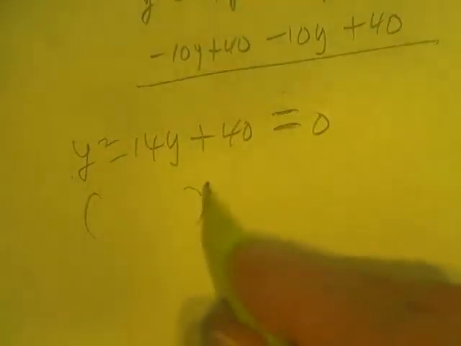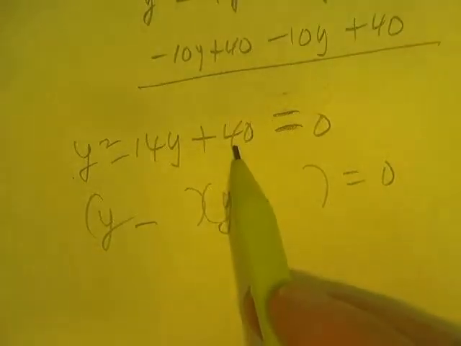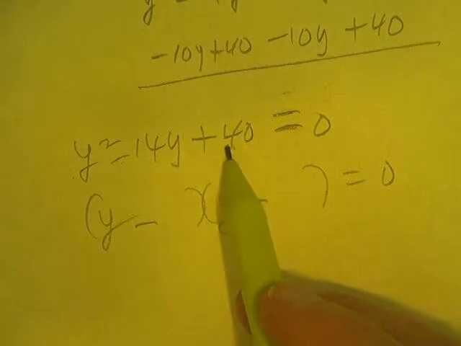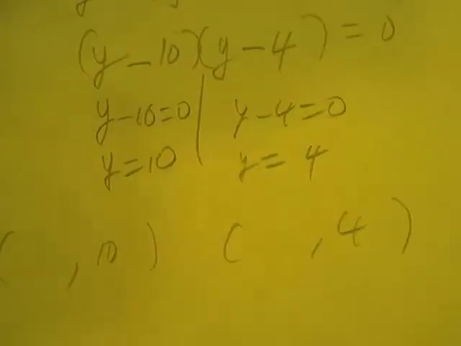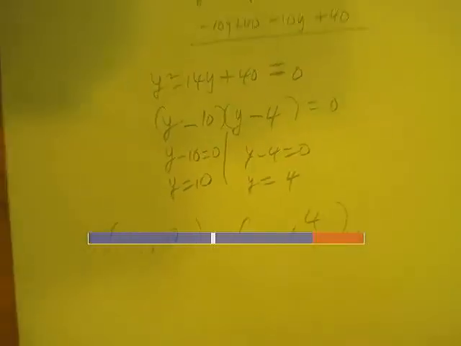Let's factor it. Let's see, last term's positive, so both signs are negative. It seemed like to me 10 times 4 is 40, but 10 plus 4 is 14, so I just need a 10 and a 4 in there. Y minus 10 is 0. Add 10 to both sides. Y minus 4 is 0. Add 4 to both sides. So I've got 2 y's. I need some x's.